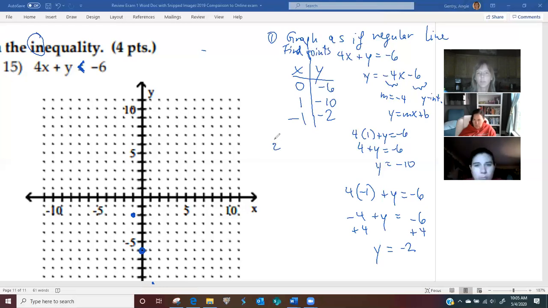And then step 2, is it dotted or solid? So then you look at your problem and say, oh, in this case, I have a less than, so it's dotted. So this or that is dotted.